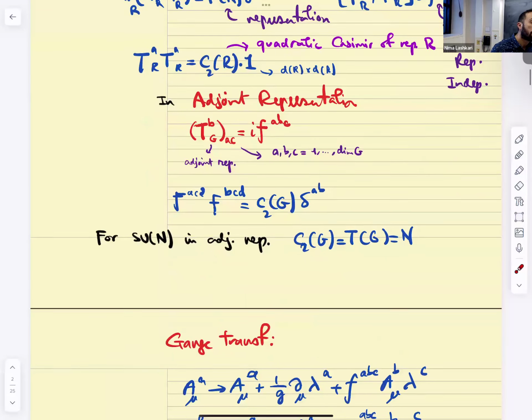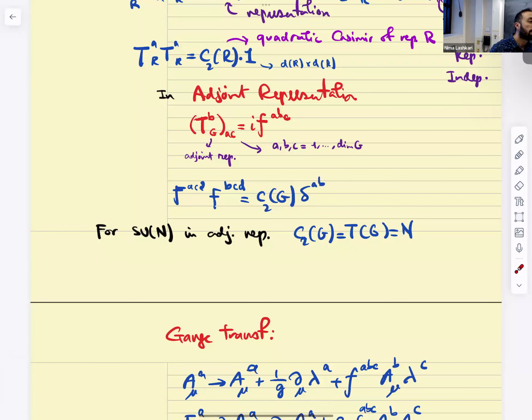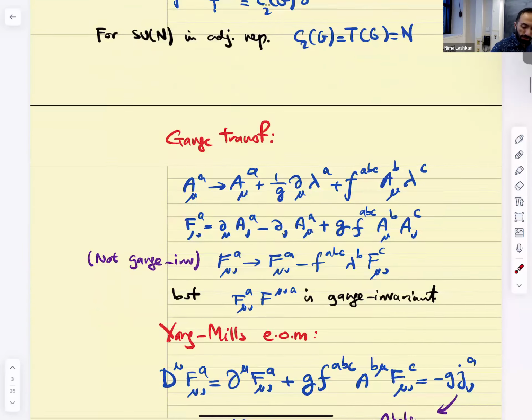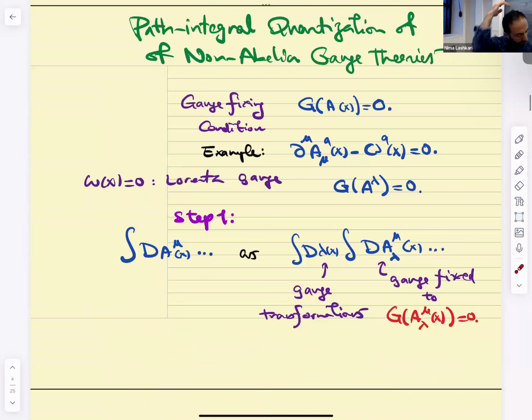Is that the reason why we needed the normalization of the generators? Which T of R is that? T of R is here. The two are not the same, right? For the case of the adjoint, they're the same. For SU(N) adjoint, they're both N.